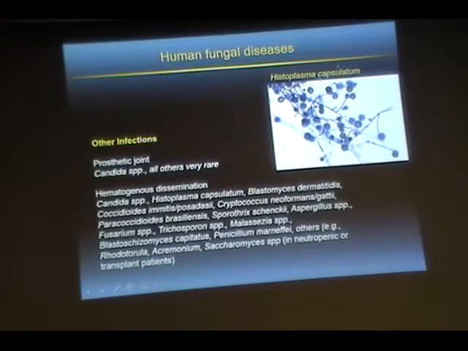This is another picture of Histoplasma capsulatum. In the exam, you might have some pictures to recognize which fungi are which, so pay attention to these structures in the mycelium and the hyphal structures of these fungi. Prosthetic joint infection can also lead to hematogenous dissemination or bloodborne infection, and most of the fungi can do this, but under the conditions of immunocompromised hosts.